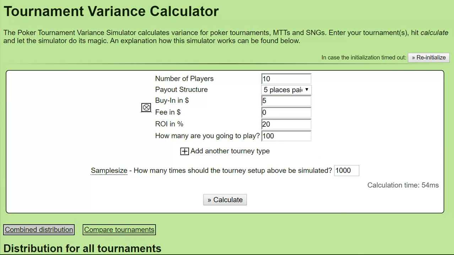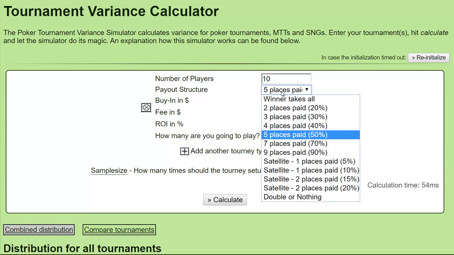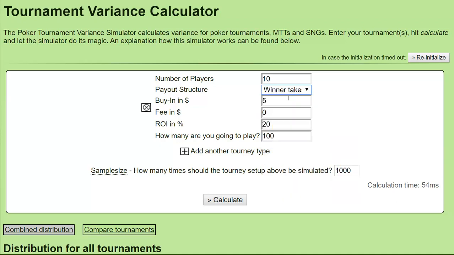And with that said, I want to move on to today's quiz question. So my quiz question is, we're going to change the payout structure. We're going to keep everything else the same, but we're going to go to 5 places paid to winner take all.